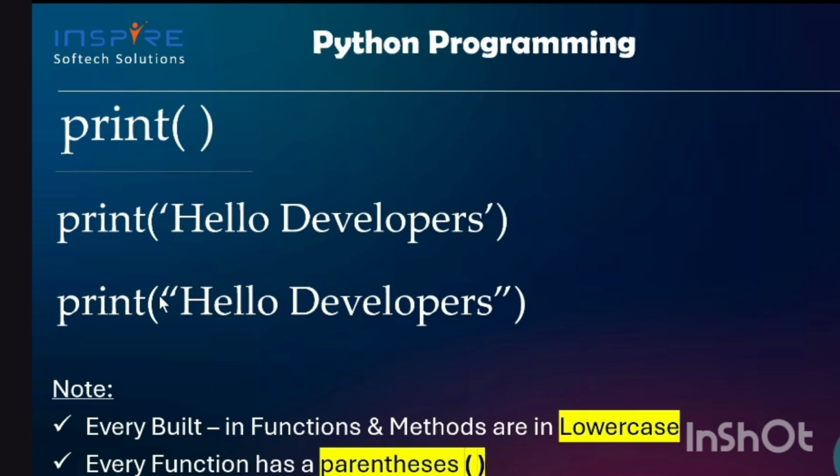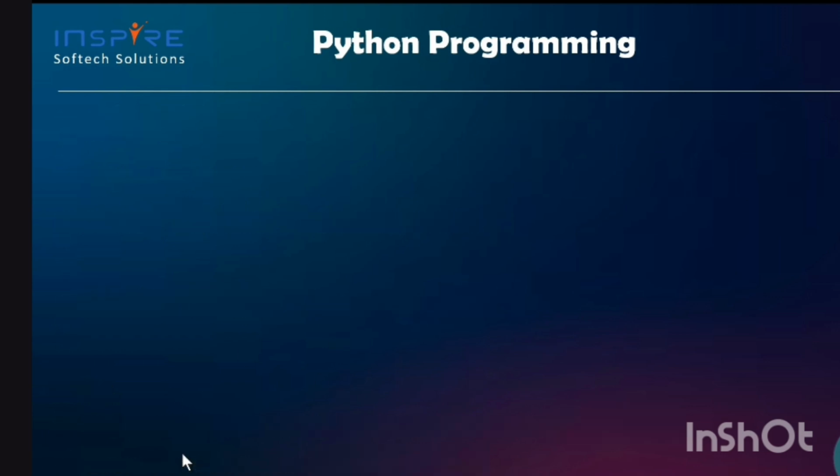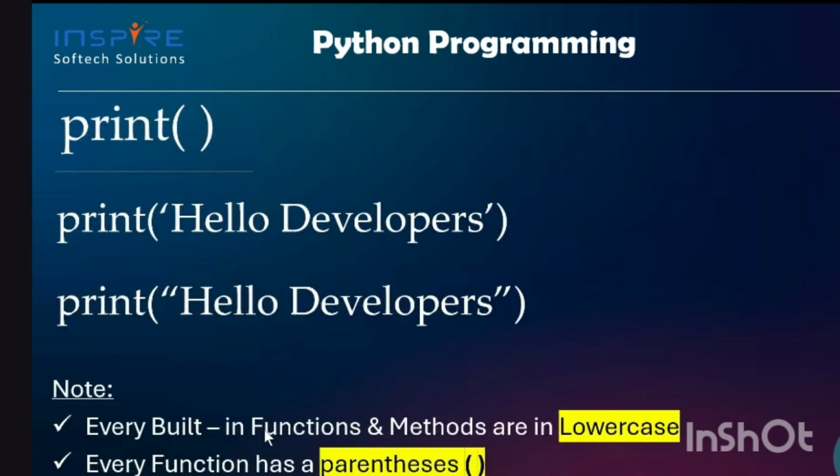So we have to understand this: either it is in single quotation, double quotation, or parenthesis, it can perform. We have to remember that every built-in function and method is in lowercase. And every function has parenthesis, open and close parenthesis. We should not forget it. If we are going for print, it means they have the parenthesis. Built-in functions and methods are mostly lowercase, but a few have the first letter in uppercase. That also we can see next.